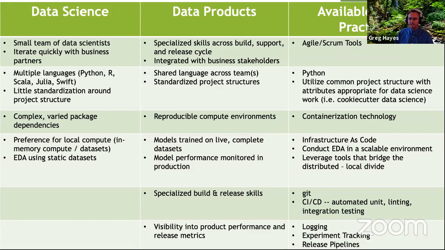The specialized build and release skills, we've talked about Git, CI/CD. Those are things that are not commonly used in many data science workflows. I think that the interest is growing. And the more that we can do to leverage things like Git and CI/CD, the better off we'll be as teams, because they facilitate communication and they facilitate the ability to maintain products at scale. And then visibility into product performance and release metrics. We not only want, but we need to be able to see what's happening with our products, because it's well documented that data science models and data products change over time as the data that they are being fed changes. These things are not static, but they're living, breathing products.